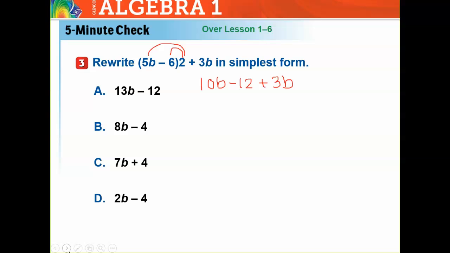Grouping 10b and 3b together is called combining like terms. So 10 plus 3 is 13b. So we get answer A.